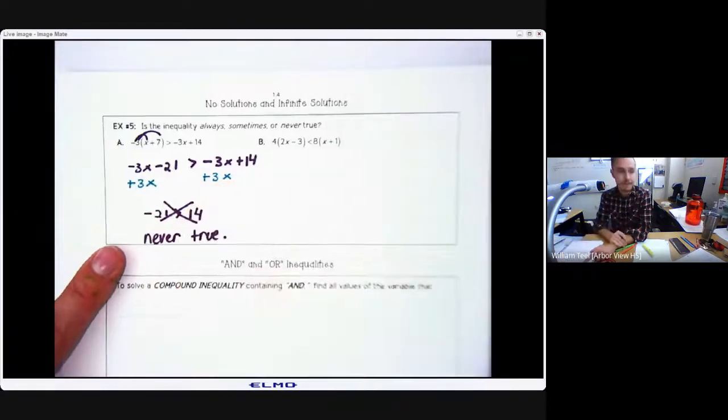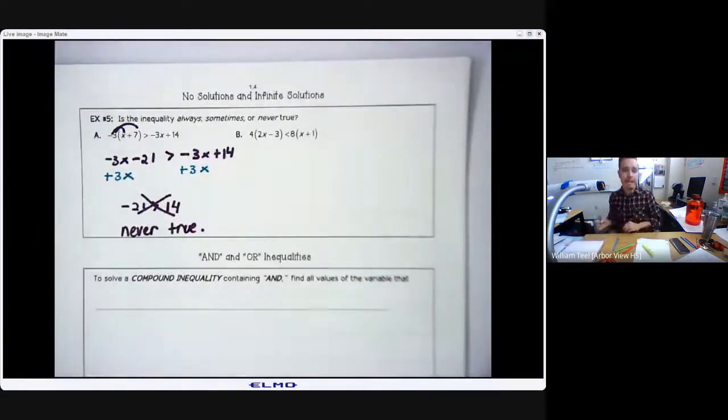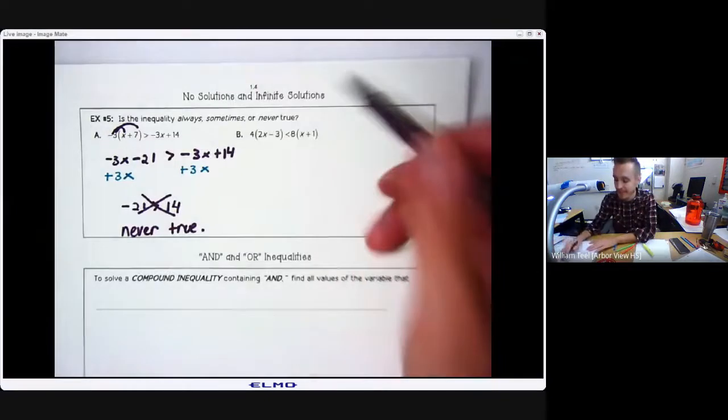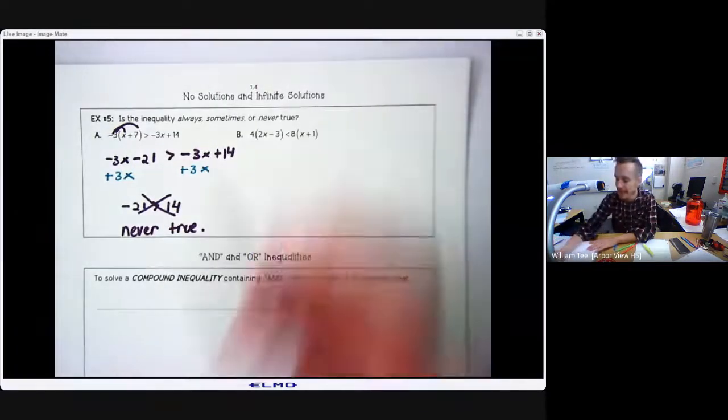All right. Moving on to part B, I have 4 times the quantity 2x minus 3 is less than 8 times the quantity of x plus 1.